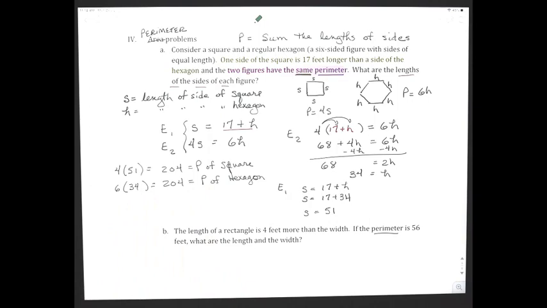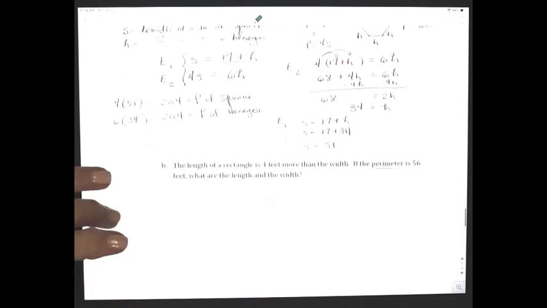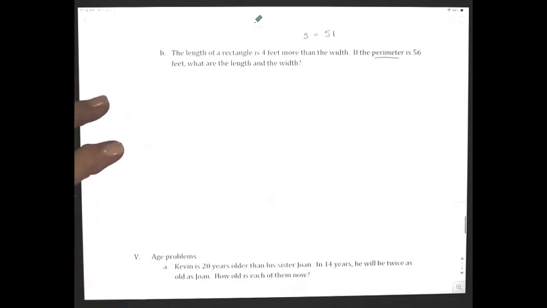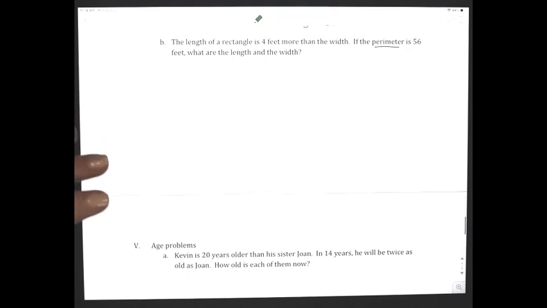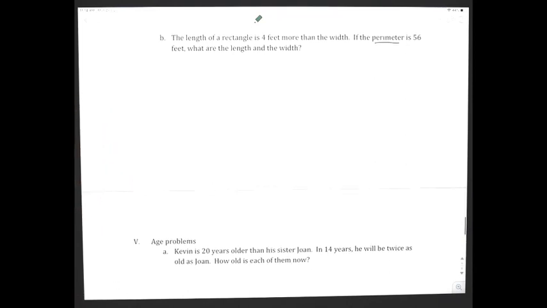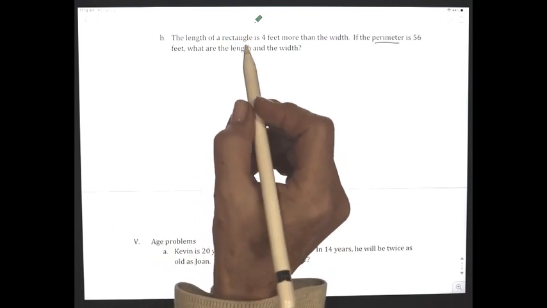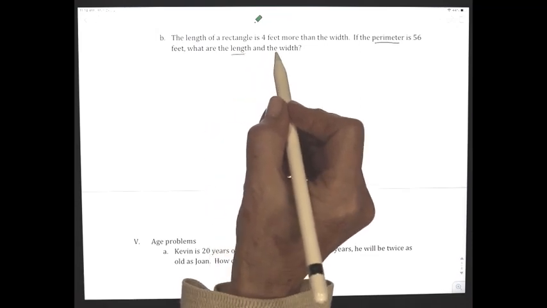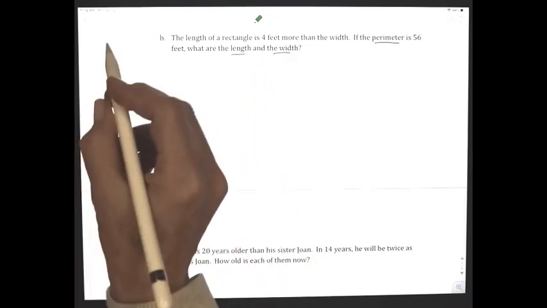So let's do one more and then we'll stop with the perimeter problems. This one is a rectangle problem. The length of a rectangle is 4 feet more than the width. If the perimeter is 56 feet, what are the length and the width? So again, I'm going here to the end to see what I'm looking for.